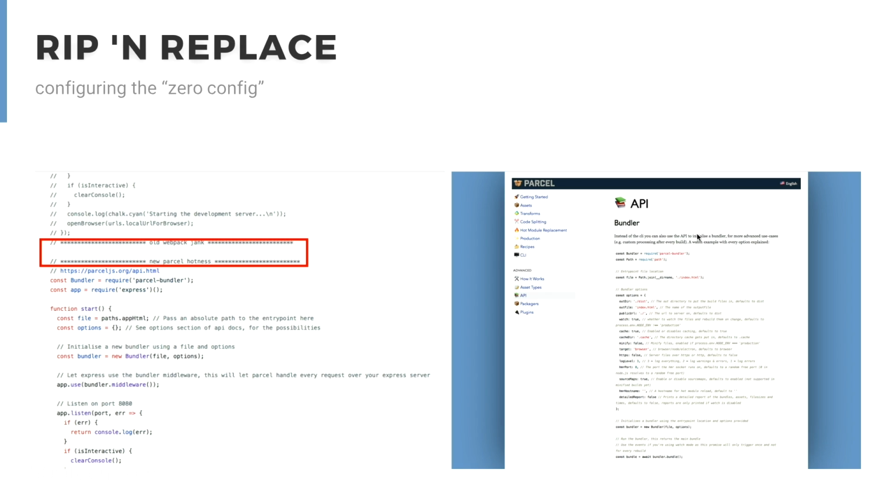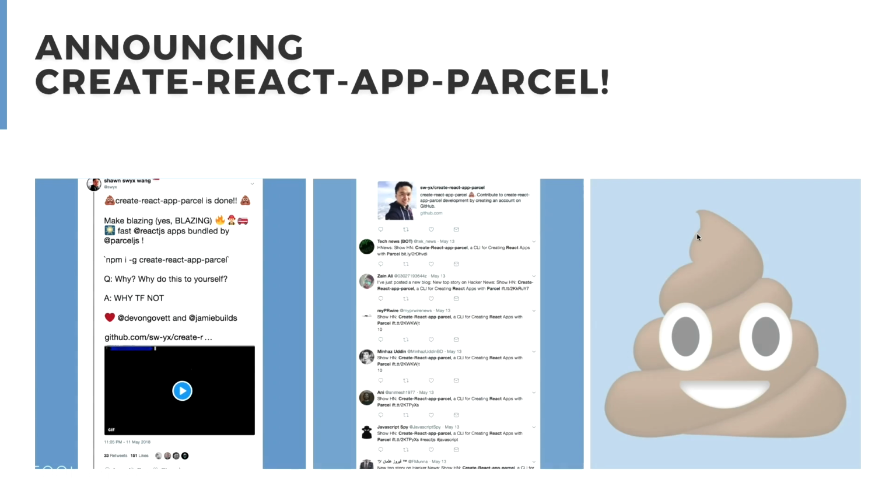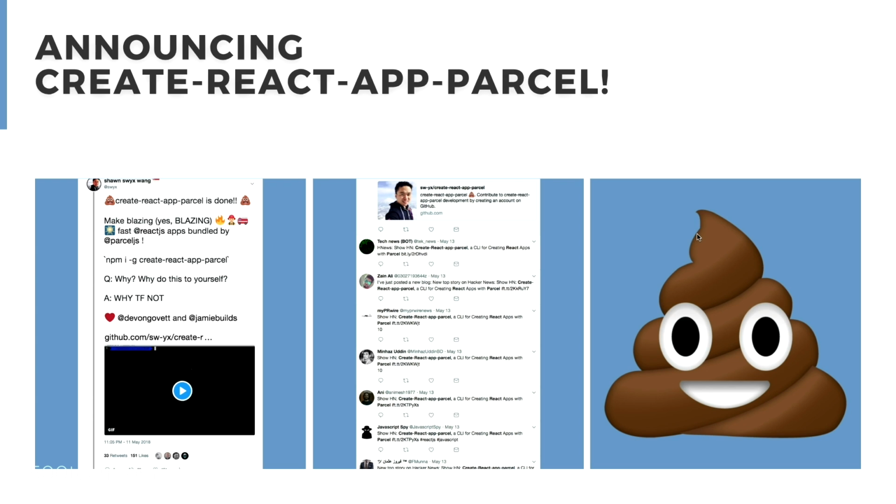And I do understand there's a certain bit of irony here because I'm configuring something that's supposed to be zero config. And that's mostly, and the Parcel guys know that, to do with configuring the production settings that you want. So I did that for people who use create-react-app-parcel. And I announced it on Twitter. It got posted to Hacker News.